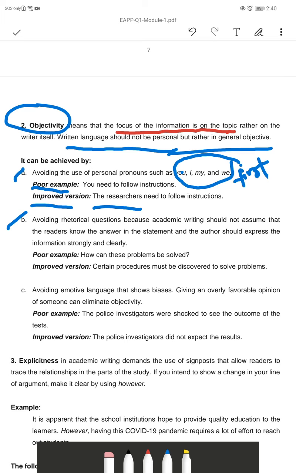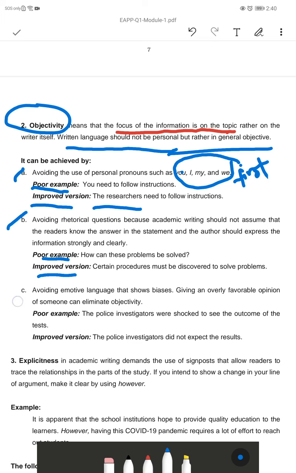So instead of writing in your essay this, how can these problems be solved? So you're asking your audience or your readers, you should put it like this: certain procedures must be discovered to solve problems. So you're no longer asking them a question, you are giving the answer. Okay? So instead of asking them, how do you think these problems can be solved? And then you answer it: certain procedures must be discovered to solve the problems.